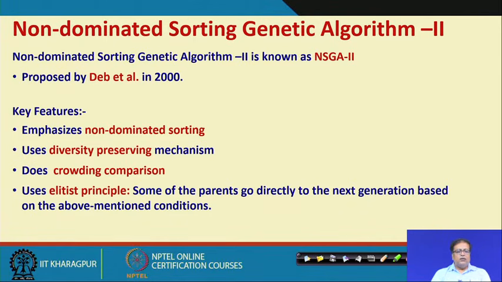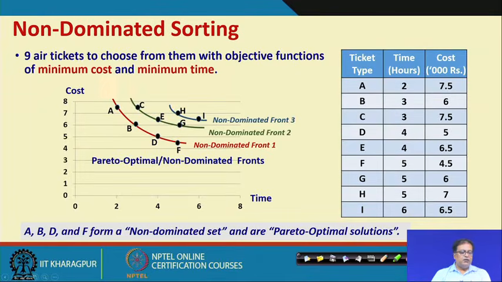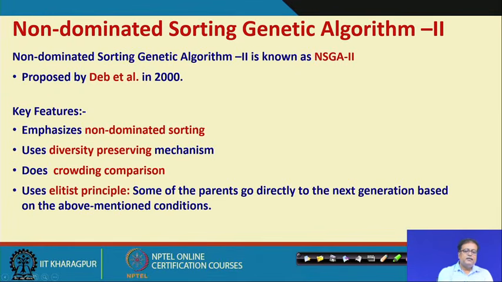Now, Kalyanmoy Deb, or Deb et al., there are other authors, proposed NSGA-II in the year 2000, in that paper. Specifically, if you see NSGA-II, the non-dominated sorting genetic algorithm, as the name suggests, it emphasizes non-dominated sorting and emphasizes a diversity preserving mechanism.